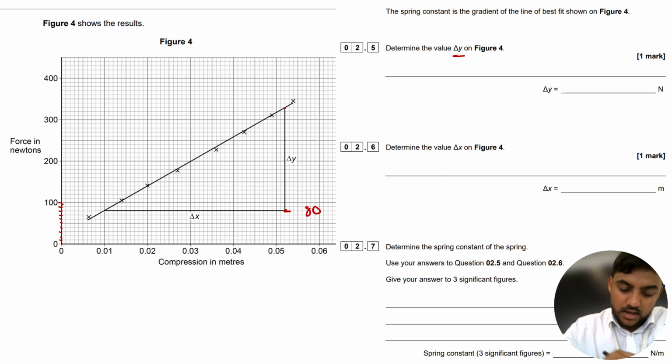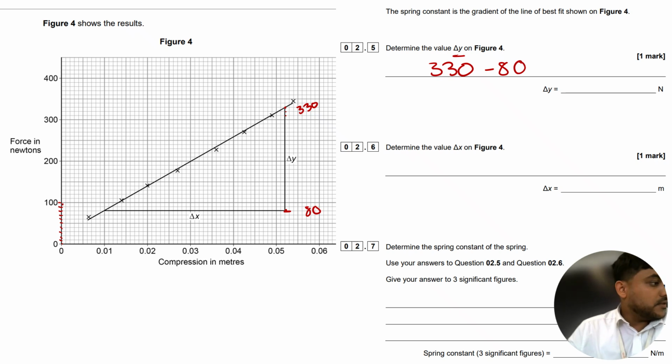Okay, so it goes up in tens for each tiny square. That's 80. So that's 310, 320, 330. 330 minus 80 gives me 250 newtons.